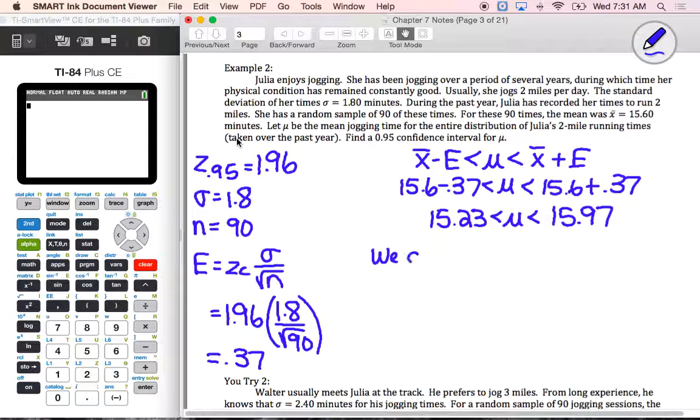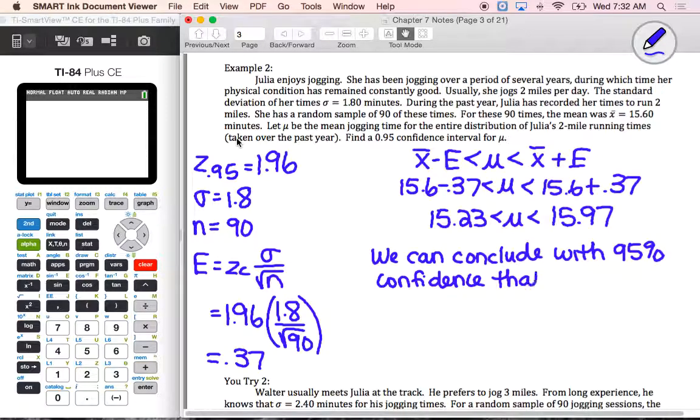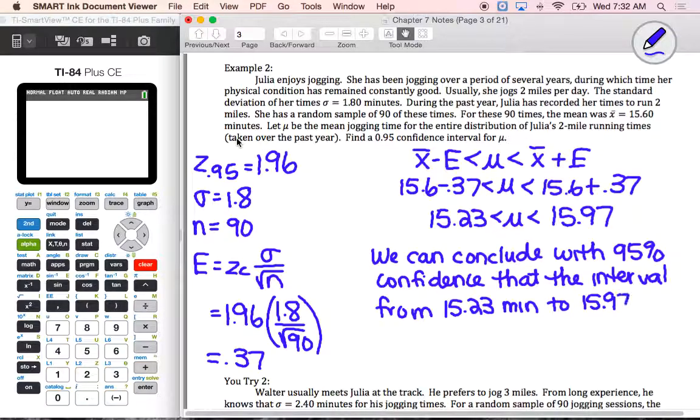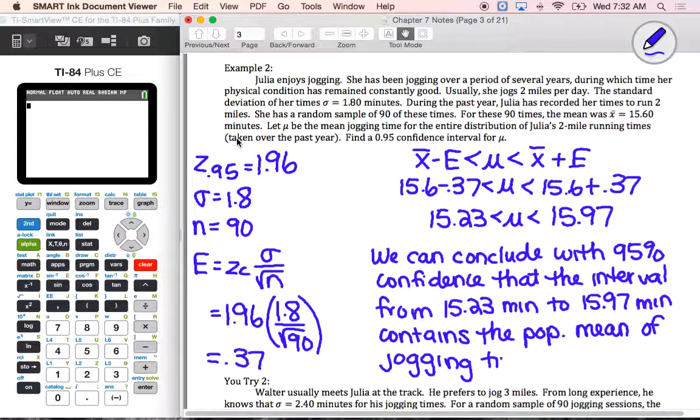So we can conclude with 95% confidence that the interval from 15.23 minutes to 15.97 minutes contains the population mean of jogging times for Julia.